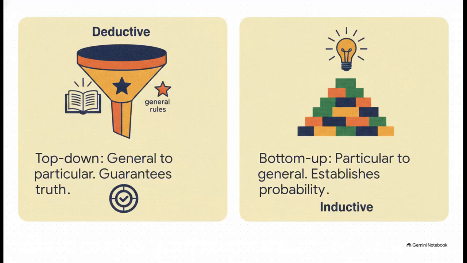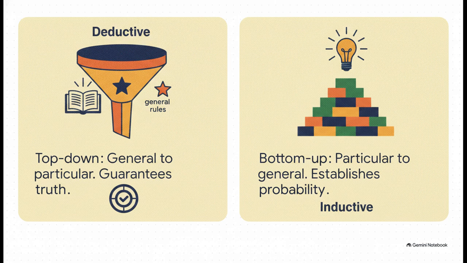So the absolutely crucial point here is understanding the direction your brain is traveling when you're evaluating information. On the left, we've got deductive reasoning. Think of this as a top-down approach. You start with a big, general rule and apply it to a very specific case. Now, if your starting rules, your premises, are true, deductive reasoning literally guarantees the truth of your conclusion.